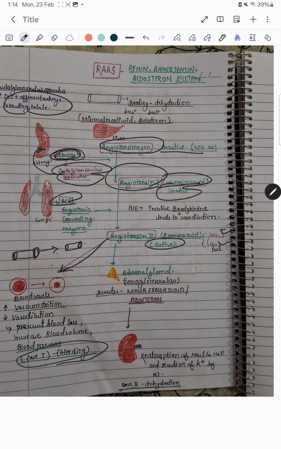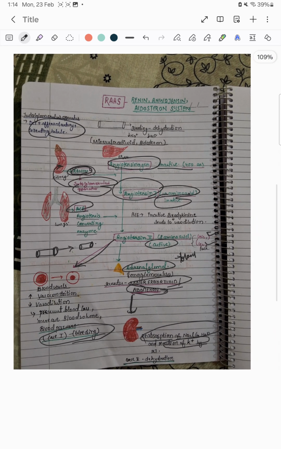And case 2: when angiotensin 2 moves to the adrenal gland via blood and triggers the zona glomerulosa to secrete the mineralocorticoid, or aldosterone, it leads to reabsorption of NaCl and H2O and secretion of potassium ions. This case 2 will prevent our body from dehydration. Okay, this is how it works.